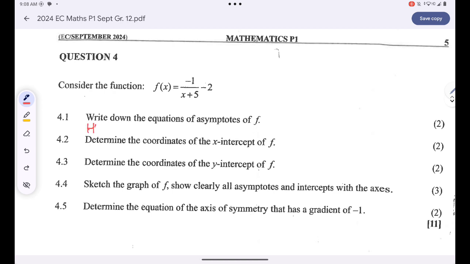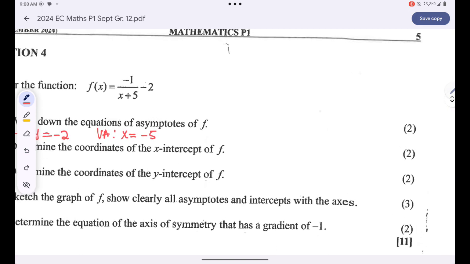For the horizontal asymptote, I can simply say y is equal to negative 2. This value over here gives us the horizontal asymptote. And then for the vertical asymptote, x is equal to negative 5, right? How can I find the vertical asymptote? Just take the denominator, equate it to 0, and then solve for x. Are you together? So that's our vertical asymptote.